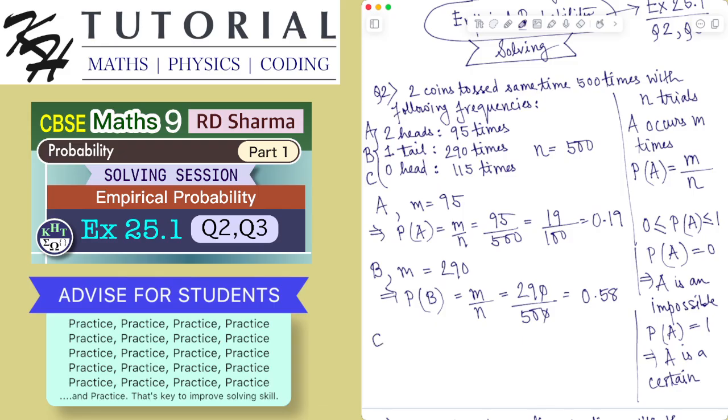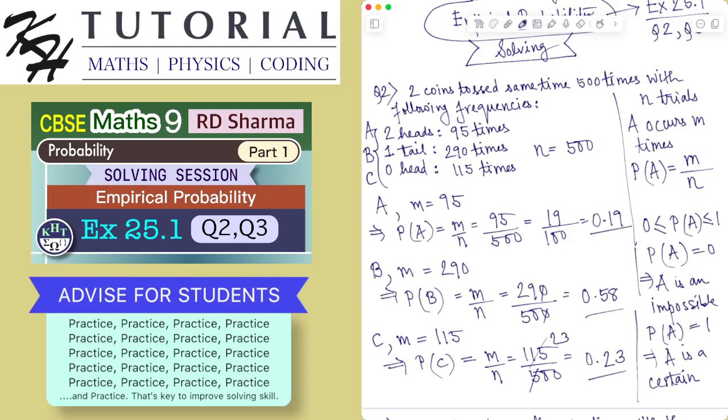Okay, for the event C, the number of times the event C occurred is given to be 115. So we can say that the probability of the event C, that is, if I again toss two coins at the same time and zero heads show up, will be equal to M by N. M is 115 and N is 500. And 5 cancels 115 with 23. So this is 0.23. So these are the probabilities of the three events A, B, C.